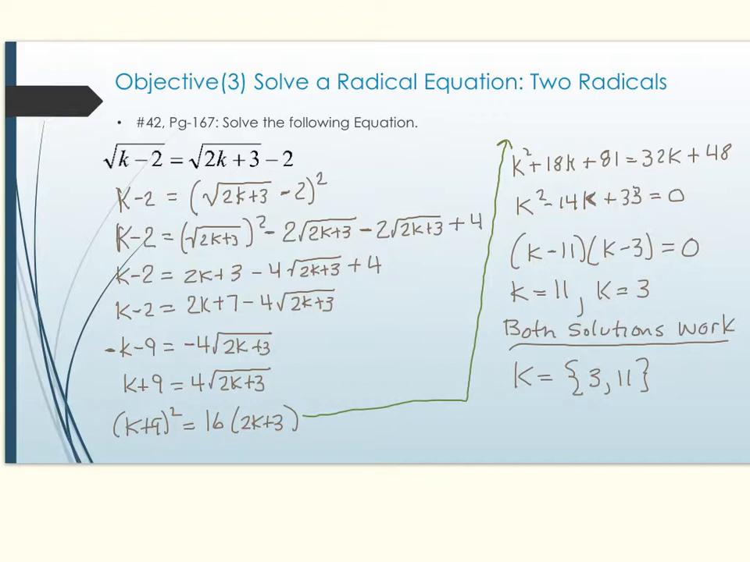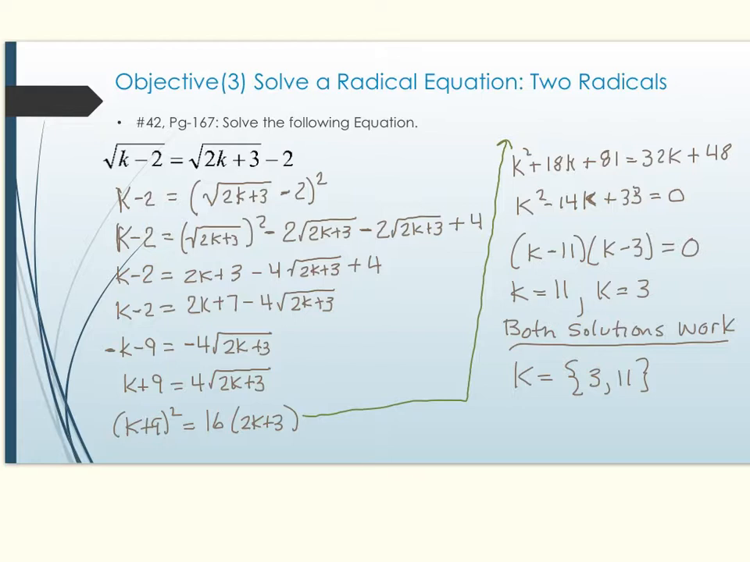Here we have a little bit more complication. Here we have two radicals in an equation. This is number 42 on page 167. So we want to solve a two-radical equation. In this particular case, we have the square root of k minus 2 equals the square root of 2k plus 3 minus 2. Had both radicals been on the same side of the equation, we would have moved one of the radical symbols over onto the other side. The reason is we want to isolate one of the radical symbols.